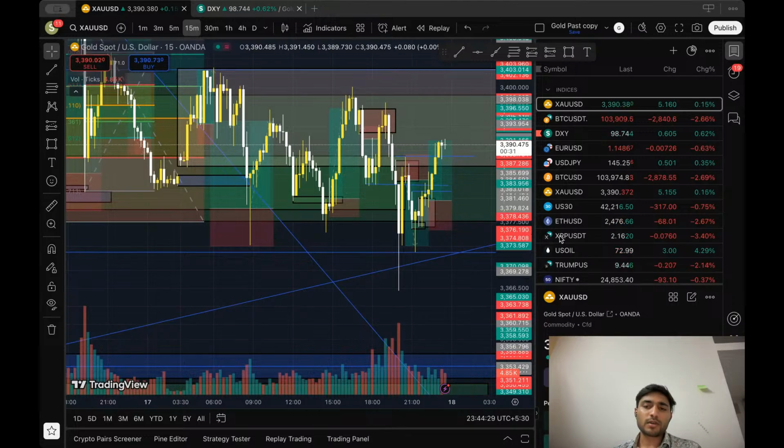If actuals come higher, then gold will move up because it's not good for the US economy. If actuals come lower, then it's good for the US and gold will move down. Unemployment claims is strong news, so I think we should have a news implication on that.